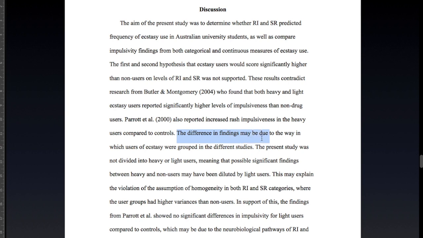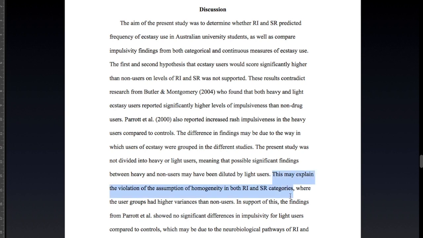So I've said the differences in findings may be due to the way in which users of ecstasy were grouped in the different studies. The present study was not divided into heavy or light users, meaning that possible significant findings between heavy and non-users may have been diluted by light users. So basically saying that light users may be more similar to the non-users category, but we had included them in the users category. So it's sort of diluting and weakening our results.